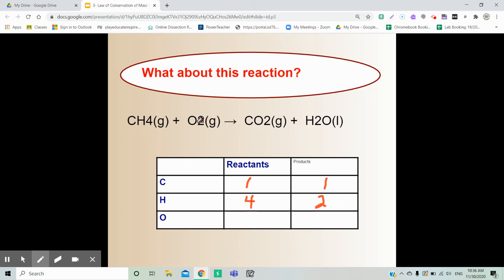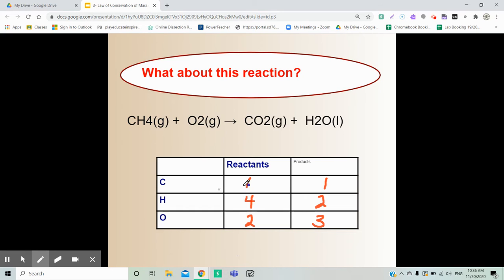And how many oxygens do I have? I have 2 on my reactant side, and I have 2 on this side, but I have 1 more on this side, so I have 3. All right. So this is not balanced at all. This is not showing conservation of mass.